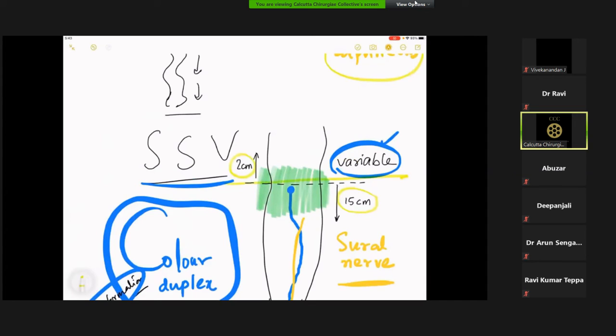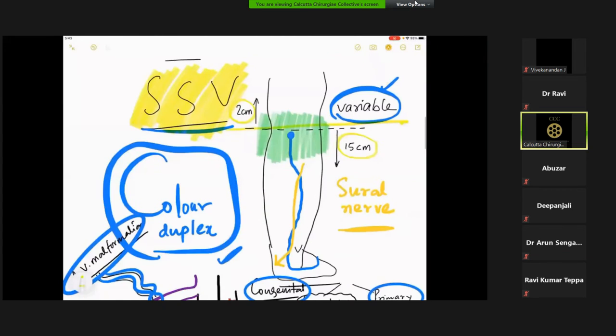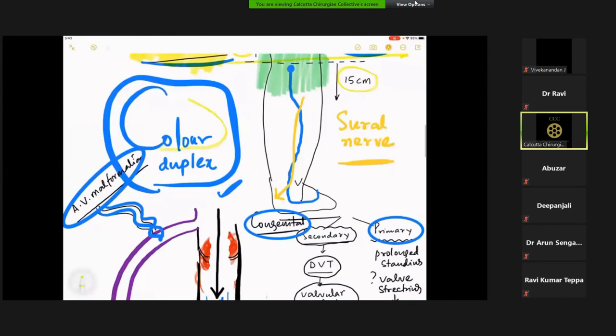So where does the short saphenous vein terminate? The short saphenous vein terminates either below, at, or above the popliteal fossa into the popliteal vein. And mind it, it is either 15 or 2. And if the examiner asks, are you so sure about it? That means he is asking you about the role of a color Doppler to have the final answer. So please remember this point.